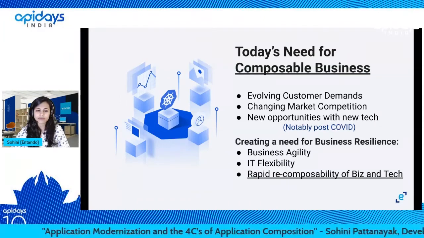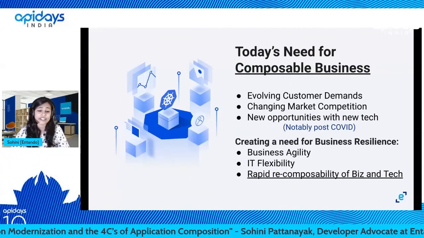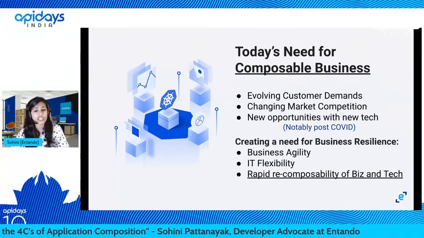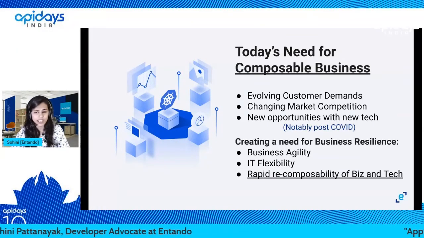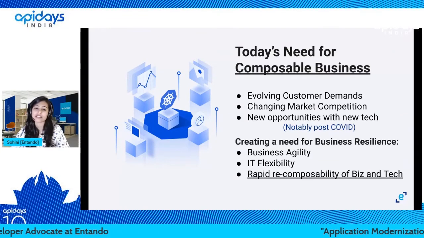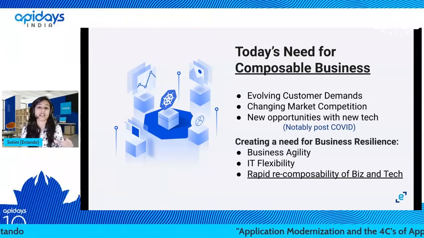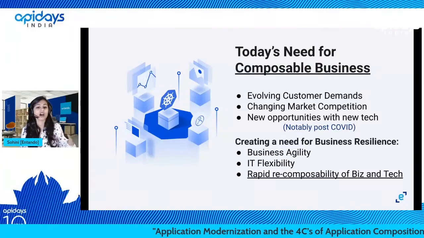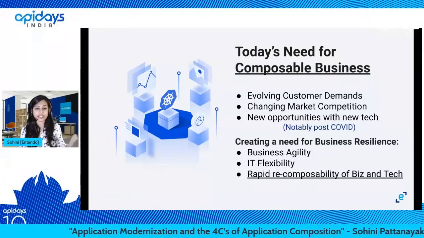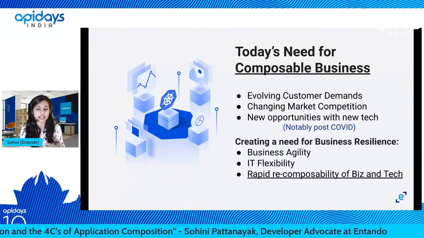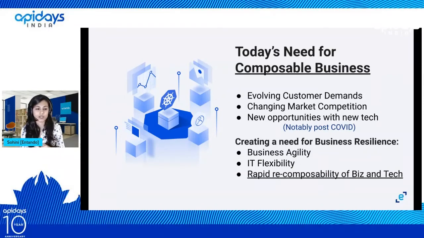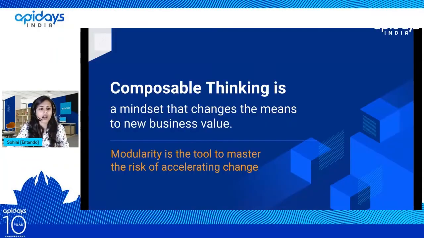So, I guess the technology shift, evolving customer needs, changing market competitions, and new opportunities with new tech, a composable business is the answer in all these scenarios. With all these pointers, I guess there's a need for creating business resilience, business agility, IT flexibility, and rapid recomposability of business and tech. But what is composable thinking?